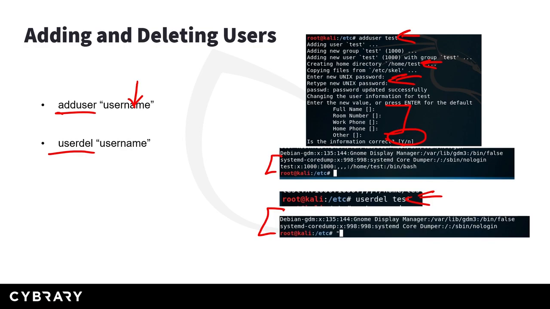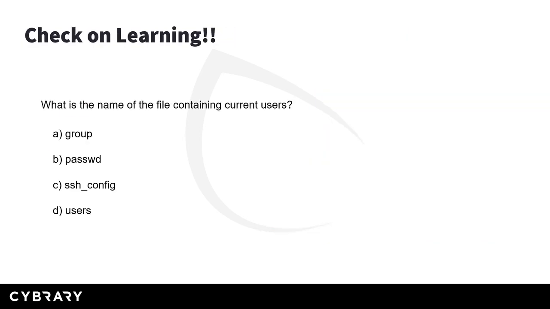With those things in mind, let's do a real brief check on learning. What is the name of the file containing current users? We talked about two types of files that had some information in them. Which one had current users?